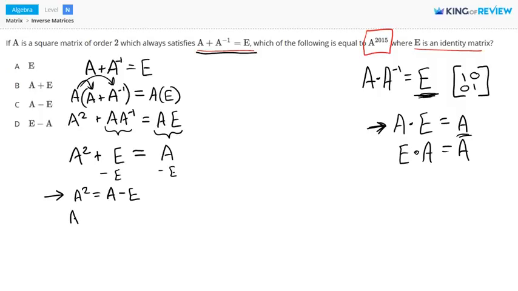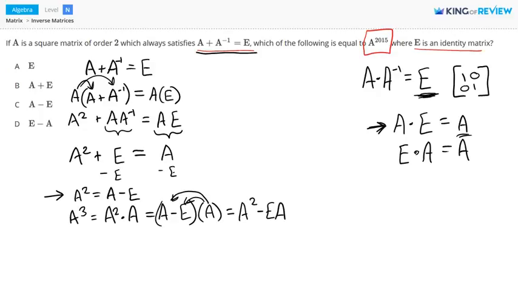Now let's figure out what A cubed is. Well, A cubed is the same thing as A squared times A. We know what A squared is. That's A minus E. And then we have times A. So here I'm going to distribute this A. So this gives me A squared minus EA. Now again, we see E times A here, and we know that must equal A. So this is equal to A squared minus A.